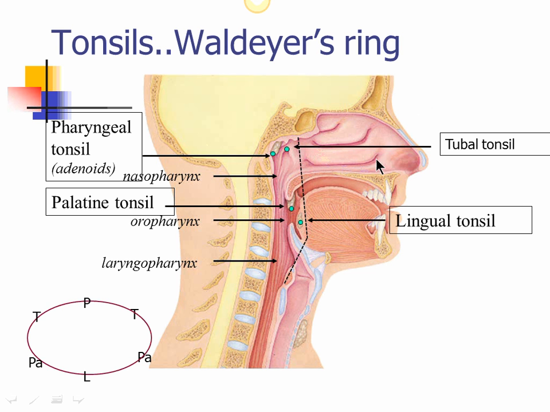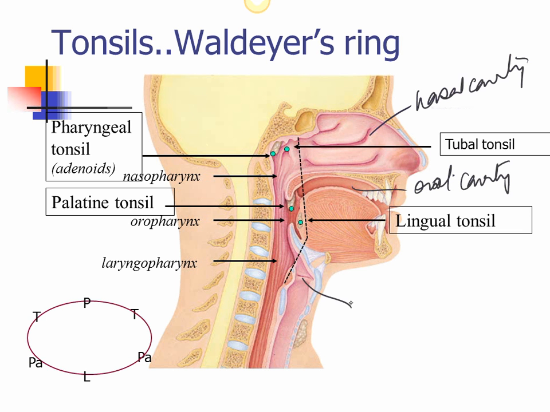So this is the nose, nasal cavity. This is the oral cavity, and this part here is the larynx. So this is the nasal cavity here. This is the oral cavity. And this here is the larynx.